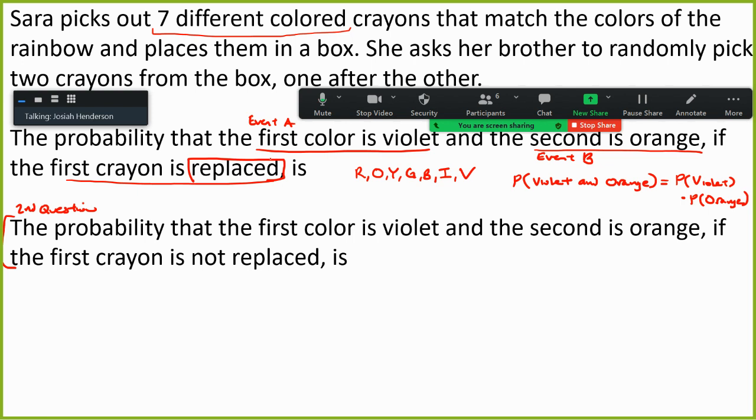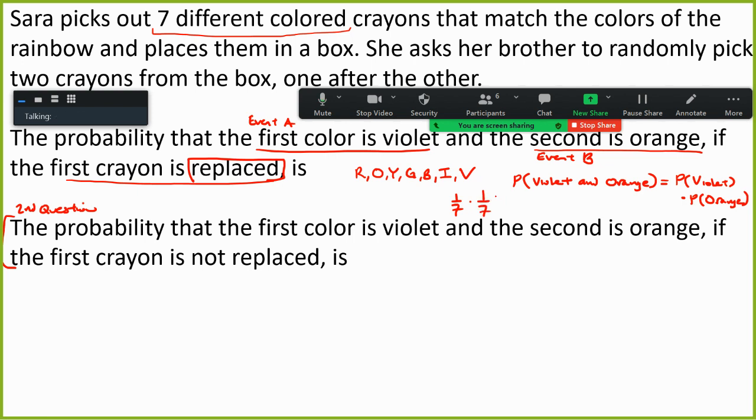How many violets are in the bag or in the box? 1. Yes. And how many total crayons are there? 7. So we're dealing with 1 over 7 for violet. Okay, then we assume we get it, then we put it back. What's the probability we get an orange? 1 out of 7. Exactly.